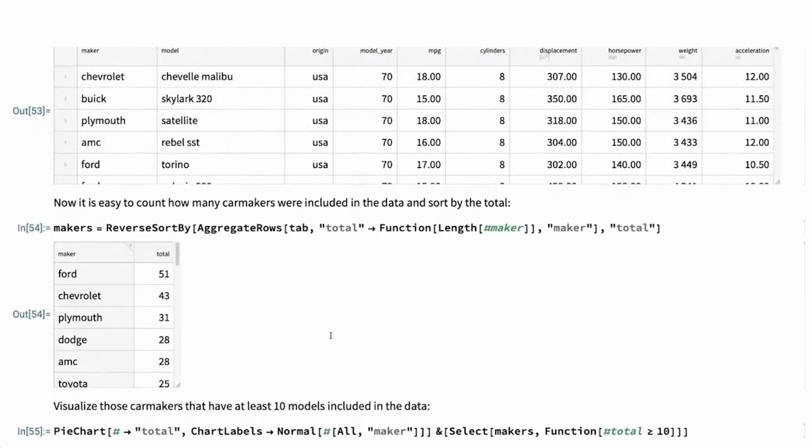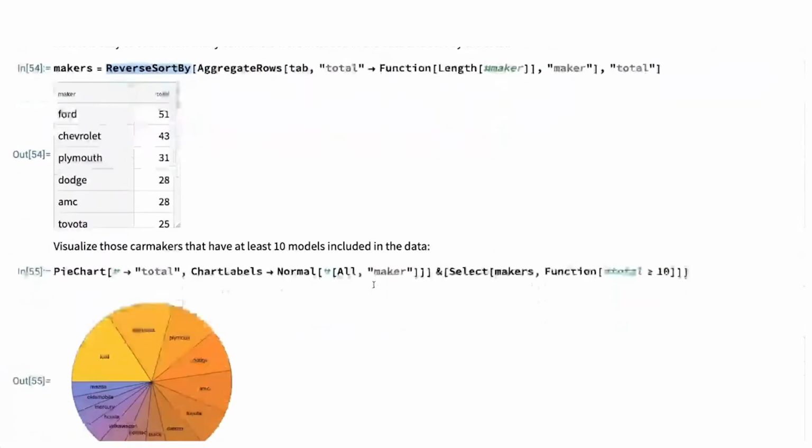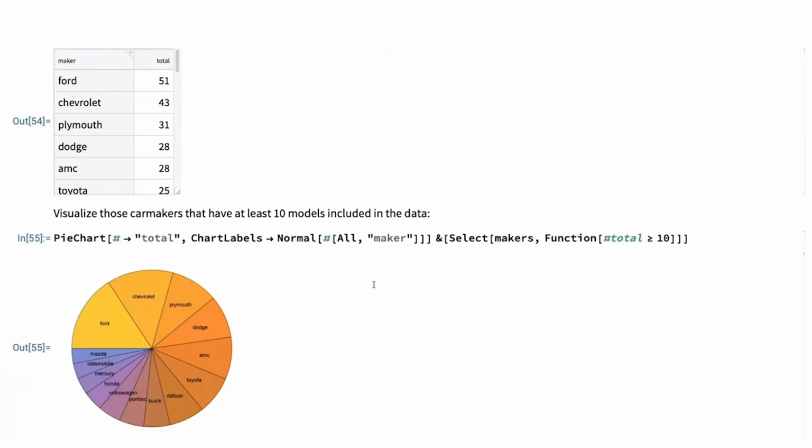It's easy to then count how many car makers were included in the data. This is using aggregate rows. We create the new column total, and then we reverse sort by this new column. And then it's easy to, say, visualize all these car makers that have at least 10 models included in the data. So there will be a pie chart on the selection of the above tabular.